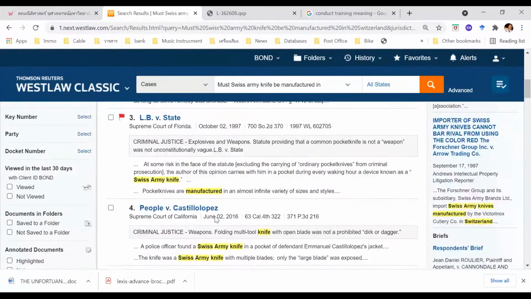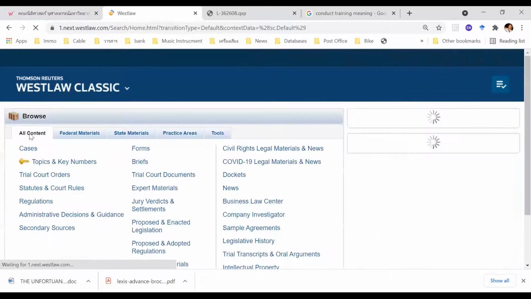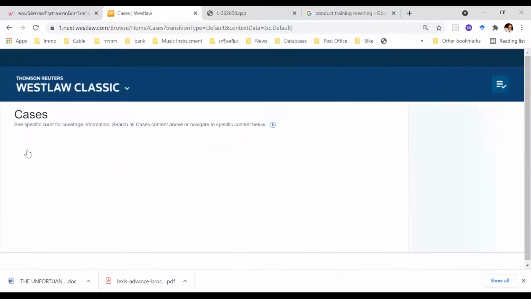You search for the specific cause. And for the other one, you want to search with the party name. How can I search for a party name? Suppose you are searching for Donald J. Trump. How can I search for Donald J. Trump? Back to Westlaw again, cases again.